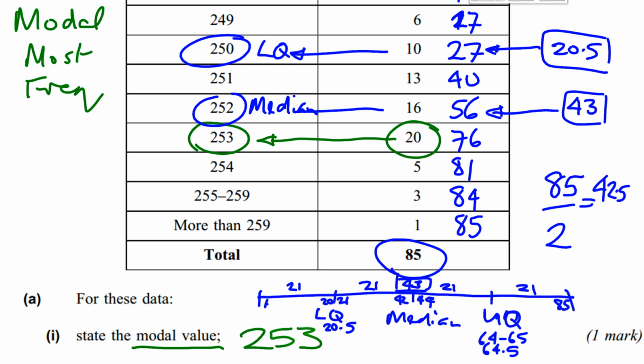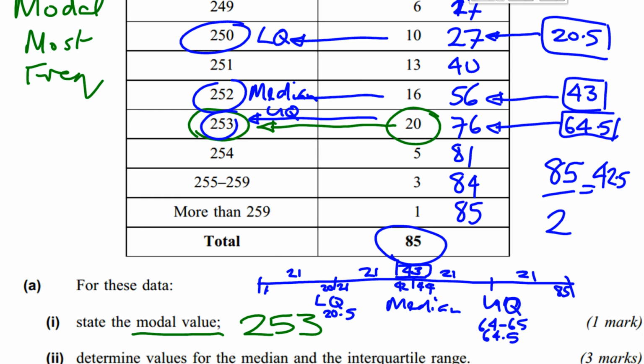And then our next one, we need to be at 64.5. And 64.5 is going to fall within this range here because it's greater than 56 and lower than 76. So that's going to be our upper quartile, which is 253. So let's go back and see what the question asked us again.